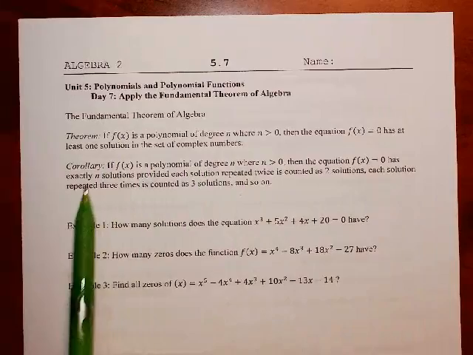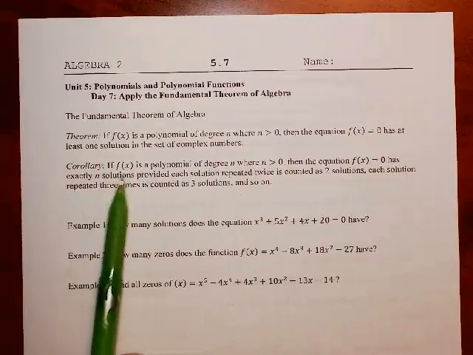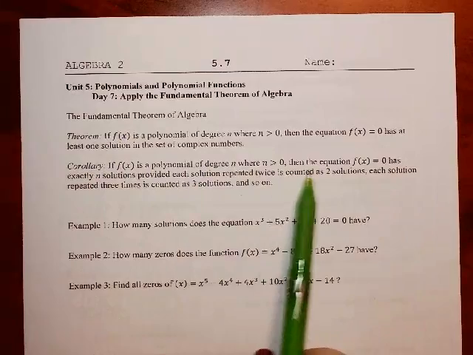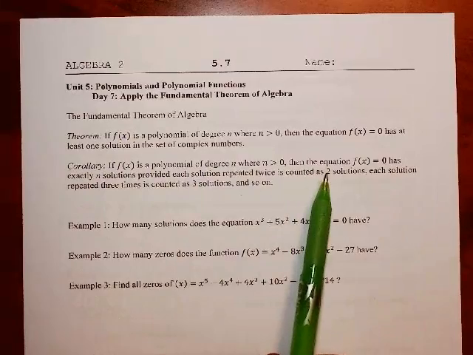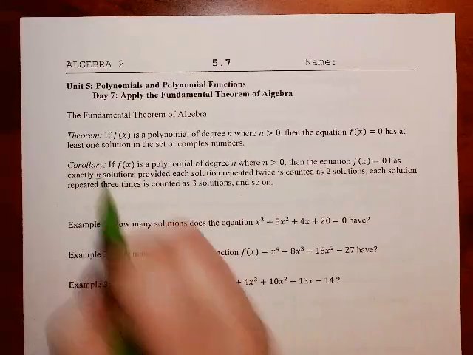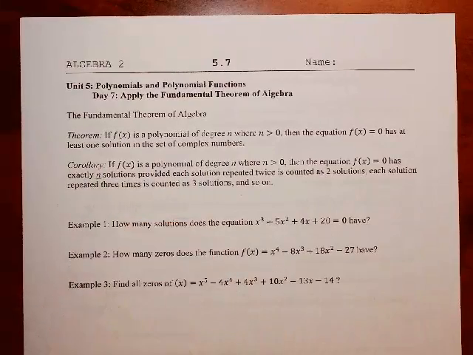Corollary, if f of x is a polynomial of degree n where n is greater than 0, then the equation f of x equals 0 has exactly n solutions, provided each solution repeated twice is counted as 2 solutions, each solution repeated 3 times is counted as 3 solutions, and so on. So if they're repeated, we have to count them multiple times.